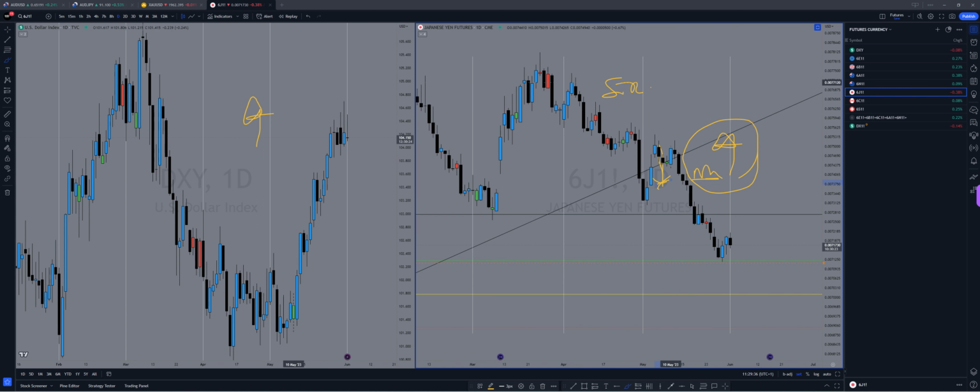So for example, if GBP is going up and say Aussie is going down, then pound Aussie is a buy. If GBP is going up and Japanese yen is going down, comparing it to the dollar, pound yen should go up. Okay, that's the normal way to do it.